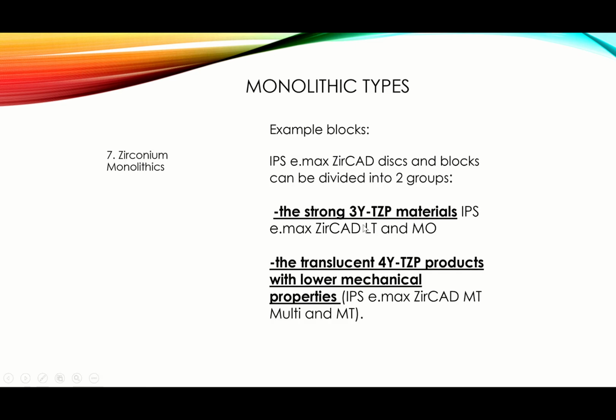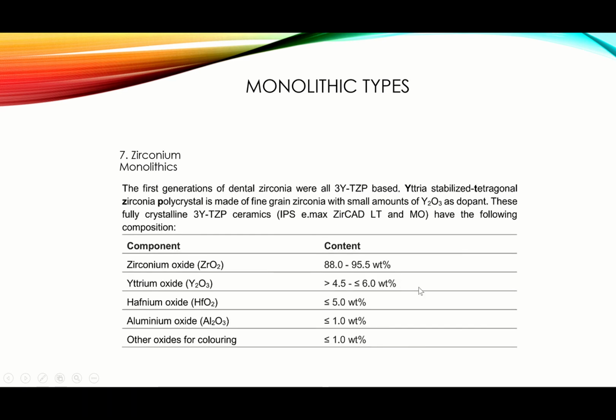So the strong zirconia is 3 yttrium zirconia, while 4 yttrium zirconia has lower mechanical properties and acceptable translucency. Now let's look at this. This is also published by the scientific publication of Ivoclar Vivadent for their 3 yttrium stabilized zirconia. Let's look at it and try to understand something.